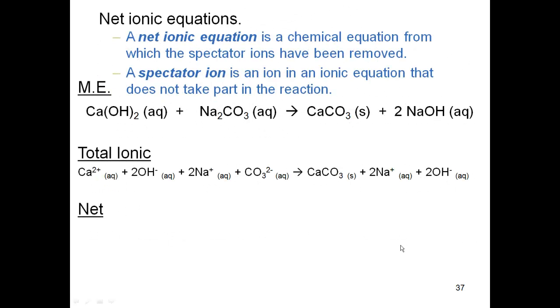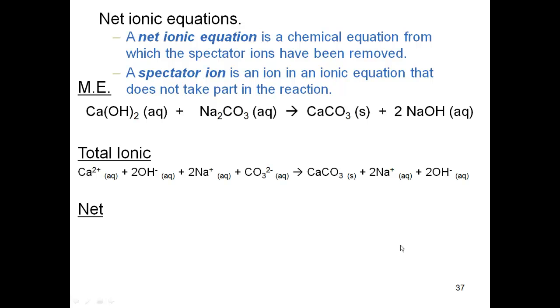Net ionic equation is a chemical equation from which the spectator ions have been removed. A spectator ion is an ion in an ionic equation that does not take part in the reaction. Just like a spectator at a football game is watching the event, it's not part of the football game. A spectator is not part of a chemical reaction. It's just watching the chemistry go on elsewhere. Many times they only give you the net ionic equation, and you use that for your calculations. They don't even give you the spectator ions.